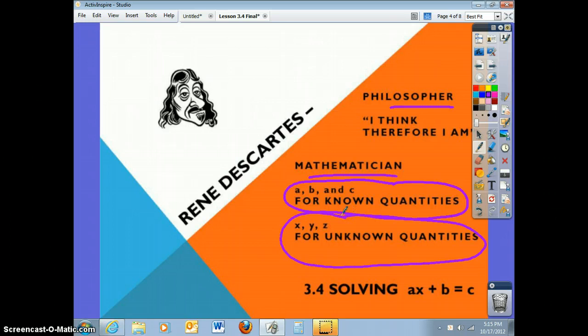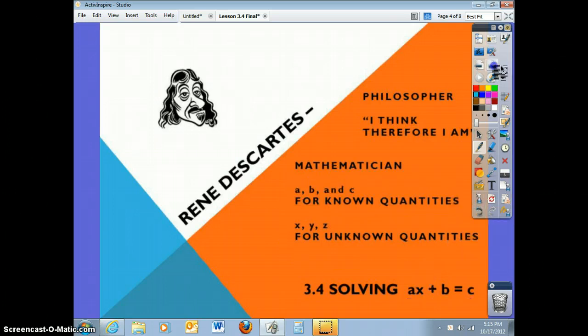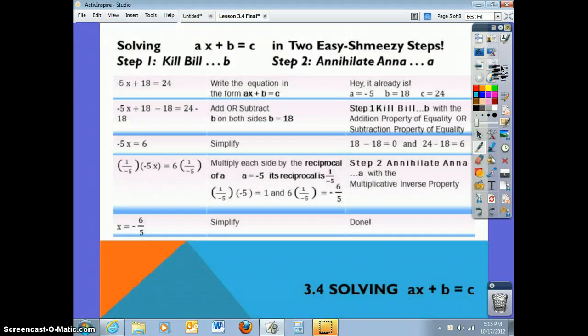So when we have this equation here, this A down here, even though it looks like a variable, is actually standing in for a known number. The B is standing in for a known number, and so is the C. The only one we're actually solving for, the unknown, is that X right there. All right, so how do we solve for that X? Like I said, there are 2 easy steps to do this.